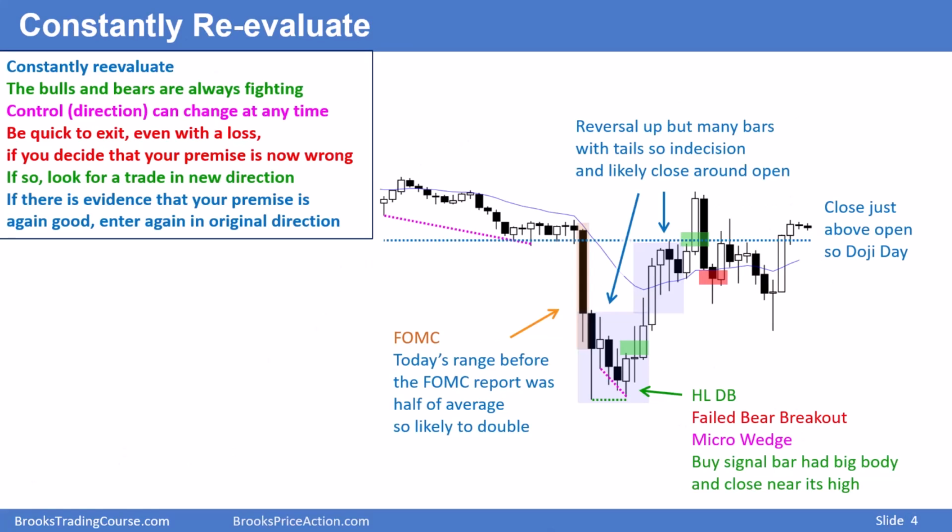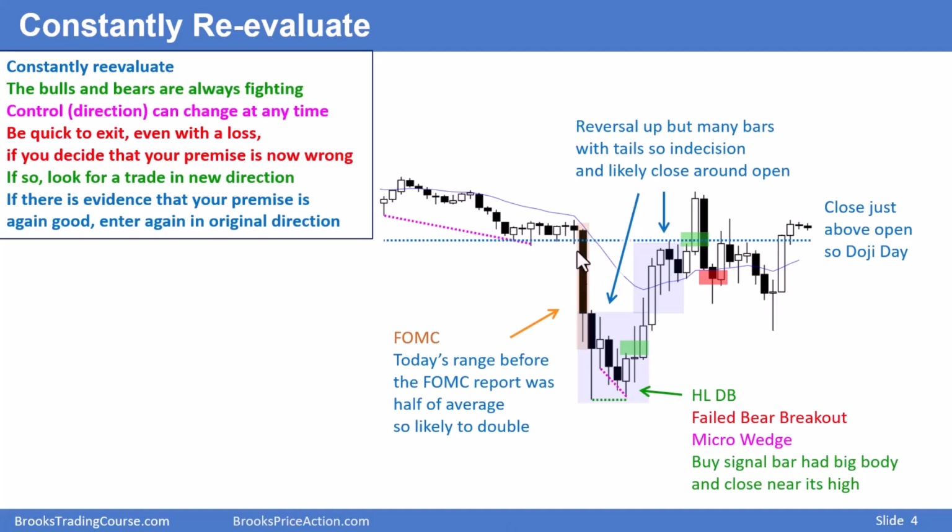You have to constantly reevaluate what's going on. The bulls and bears are always fighting, and they're trying to control the market. They're trying to change the direction and get the direction to go their way a long time. But you have to be quick to exit, even with a loss, if you decide that the premise of the trade that you took is no longer valid. If so, look for a trade in the new direction. And if there's good evidence that your premise is now again good, you can enter again in your original direction.